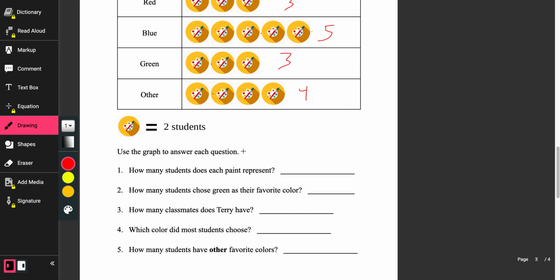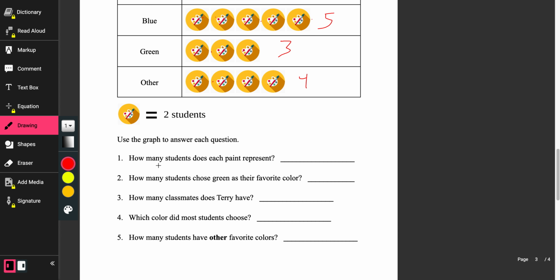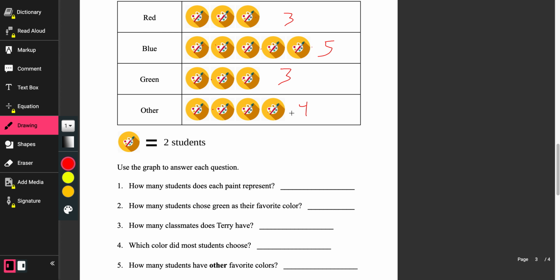So let's just answer all of these. As it said before, looking at this, we see that 1 paint equals 2 students, meaning that 3 will turn into a 6 instead, and 5 would turn into a 10. This green would be 6, and other would be 8. So let's see, how many students does each paint represent? So we know this answer by looking at this.